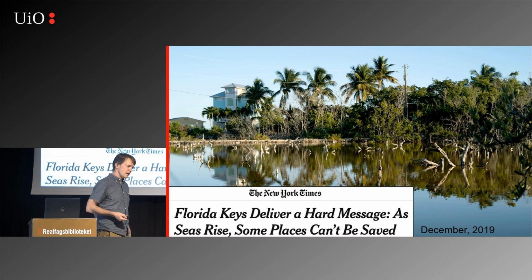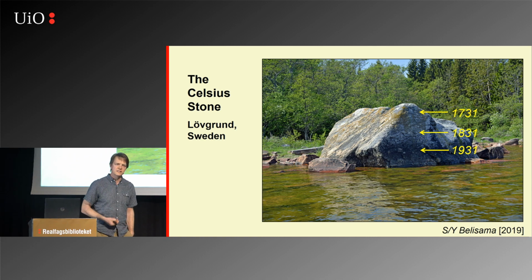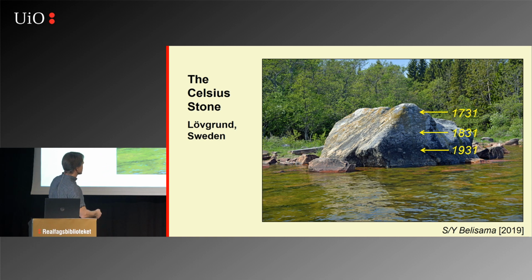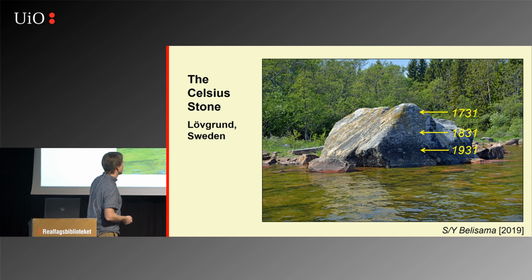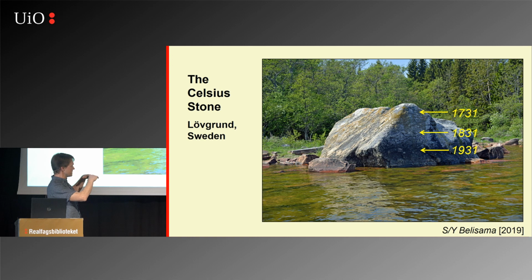Sea level has been different in different places. This is an example of a place, which isn't too far from here, where sea level has been dropping. This is the Celsius stone, named by the famous Celsius of the temperature scale, and this is off the eastern coast of Sweden. Celsius noted the height of this stone above sea level in 1731. And then it's been recorded since, and the stone is rising up out of the water. So this is a place where sea level, relative to the land surface, is dropping.